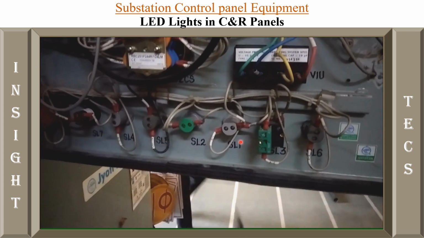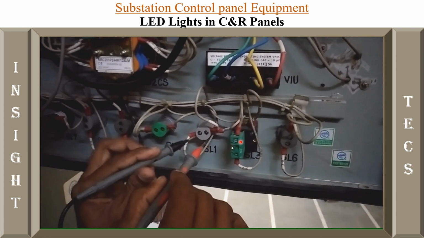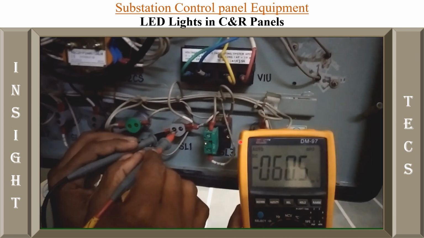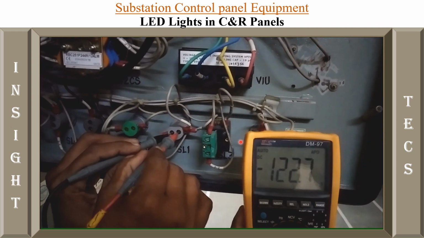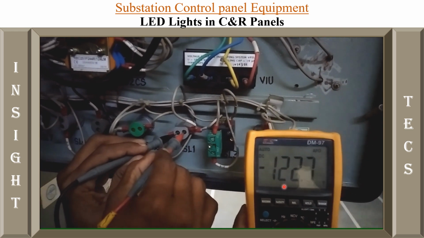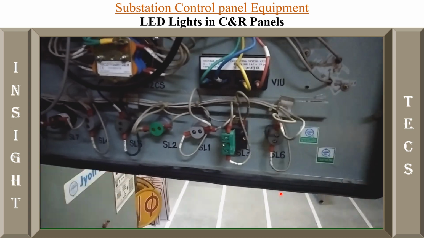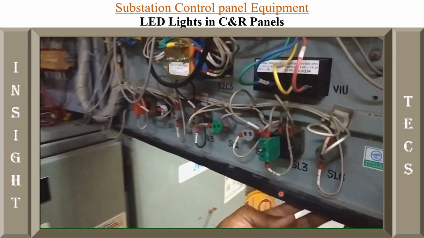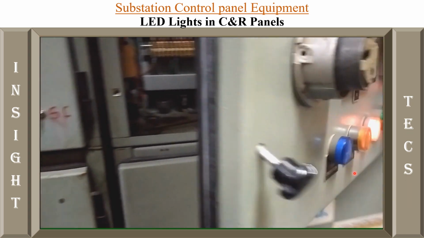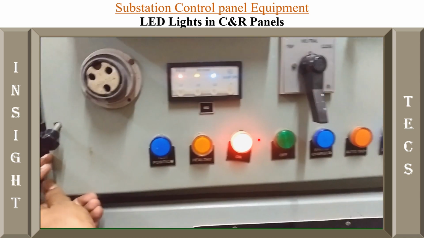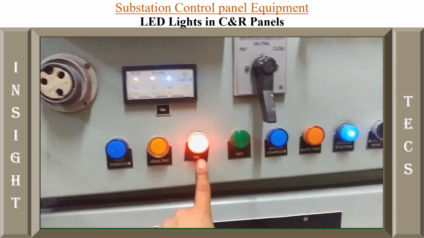Okay, so let us once again measure the voltages across the LED. Perfect, we are getting 122 volts, right? So now this LED is okay, and you can see on the other end, it is glowing now. The on indication LED is glowing.